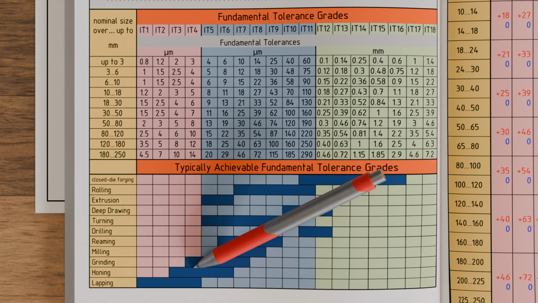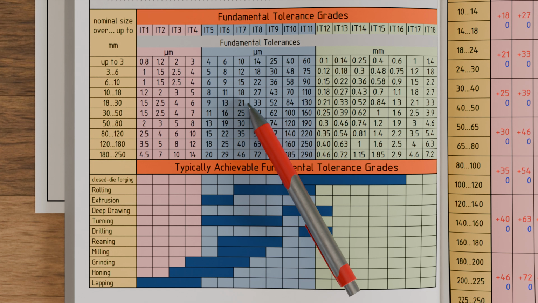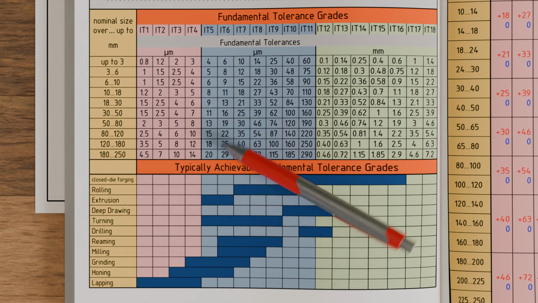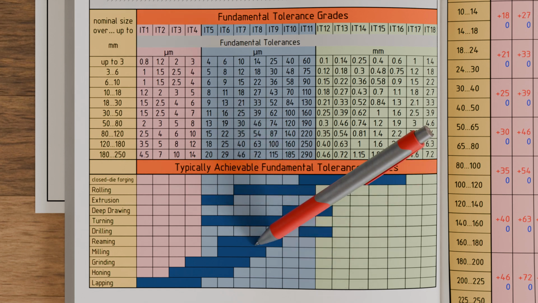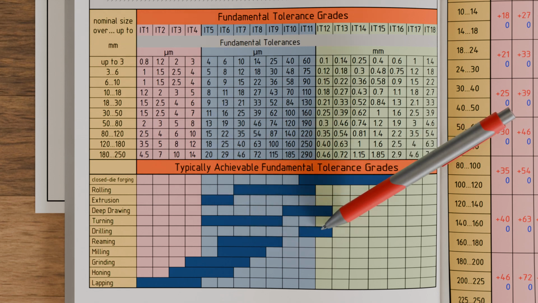The fundamental tolerance grades IT5 to IT11, highlighted in blue, cover medium tolerances, which are used for components in conventional mechanical engineering. These tolerance grades can be achieved with common manufacturing processes such as turning, milling, reaming, and grinding. It should be noted that drilling alone is generally not sufficient to achieve tolerance grades between IT5 and IT10, but only in combination with subsequent reaming.